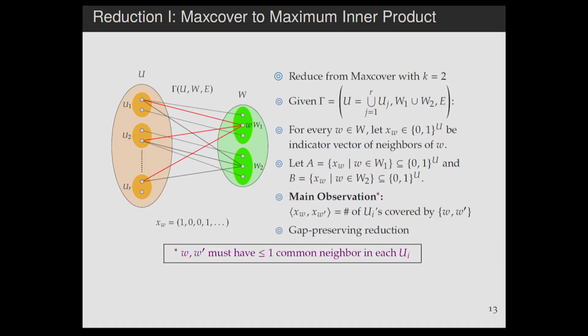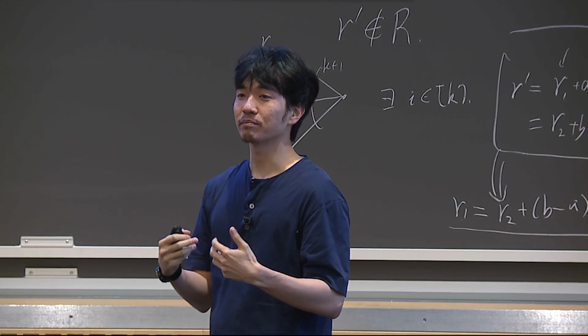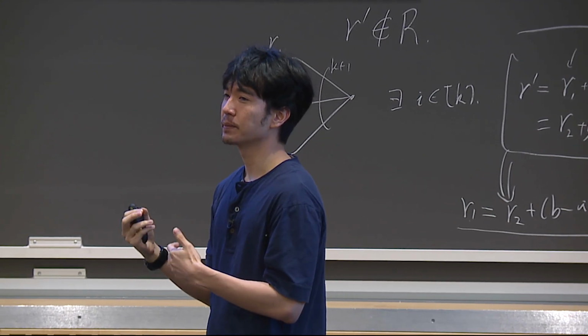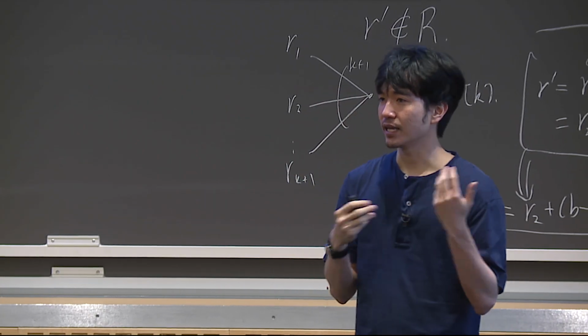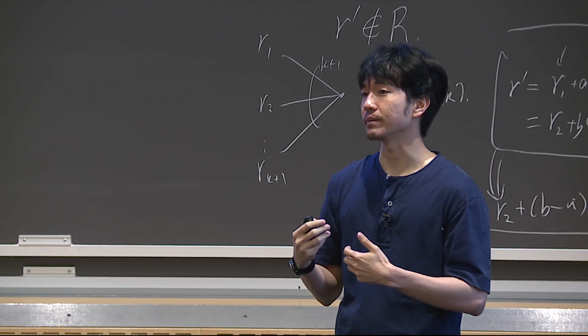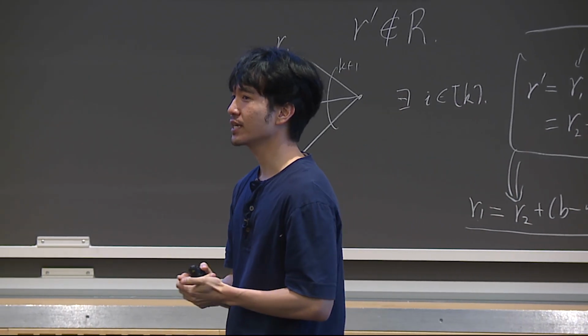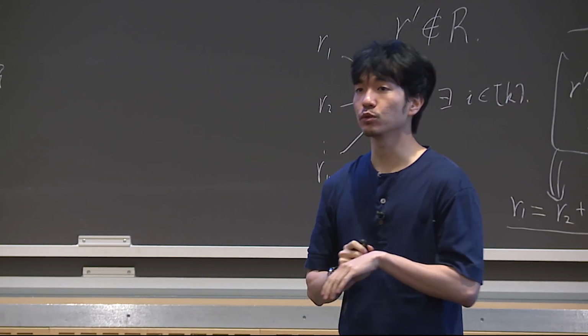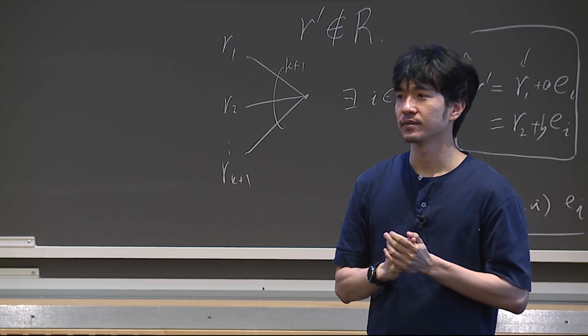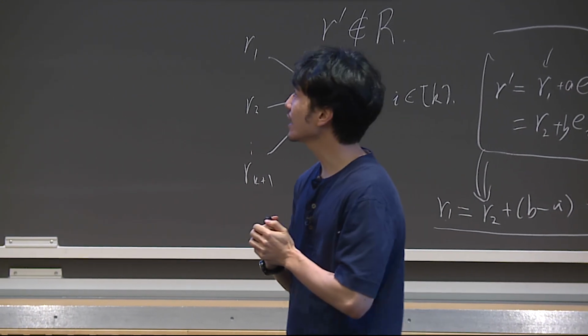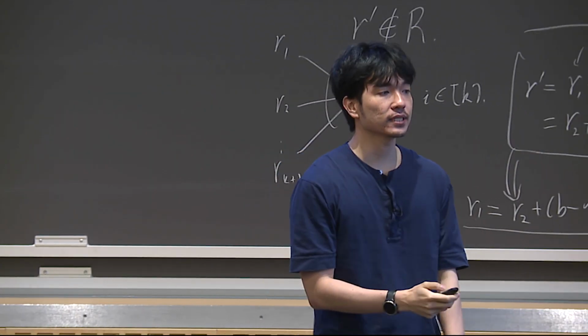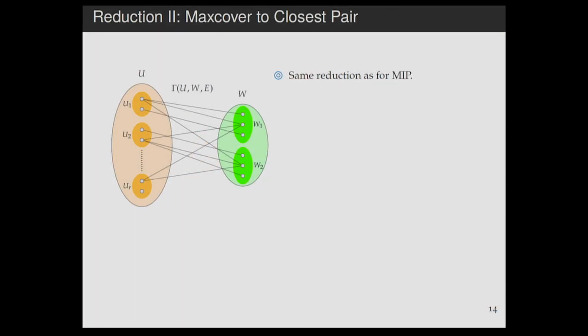Okay? And this is why I say that we need some specific properties of label cover when we do this reduction. Either properties like this or, as you will see in a moment, some specific parameter regimes to make the reduction work. Okay, so is the reduction from max cover to inner product clear? Okay, if it's clear, then I'll go to the second one, which is the closest pair problem. Okay, it turns out that for closest pair, basically you don't have to do anything. Trying to maximize the inner product and trying to minimize the distance is roughly the same thing.